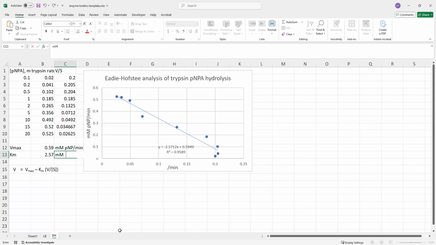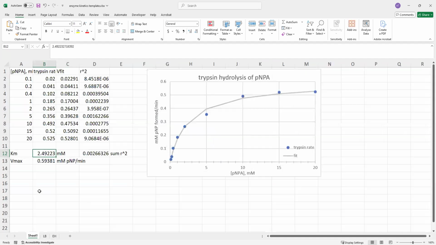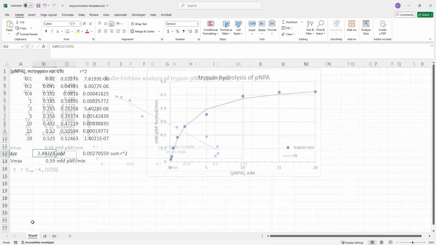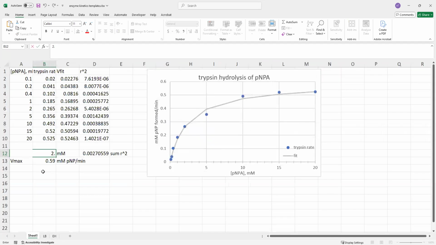Let's compare these values to what we did when we did the nonlinear curve fitting. So 0.59 and 2.57. Notice 0.59 stays the same. The Km is slightly larger, so we observe 2.57. And notice that had very minimal effect on the curve. So if you look at that fit, it fits the data pretty well.